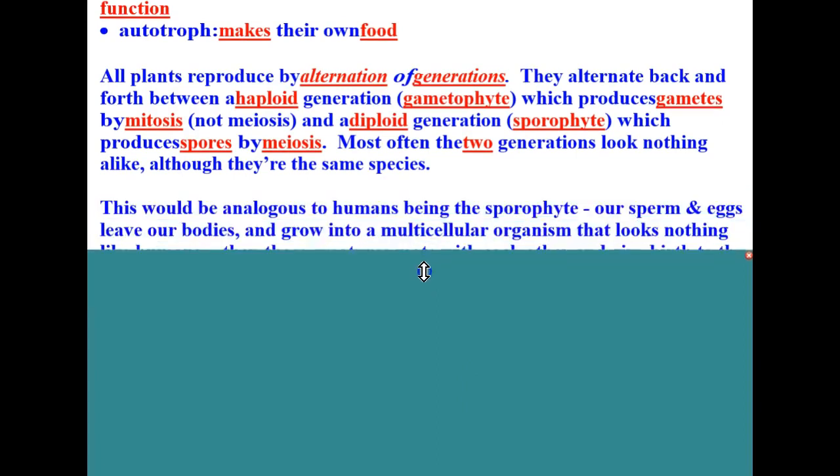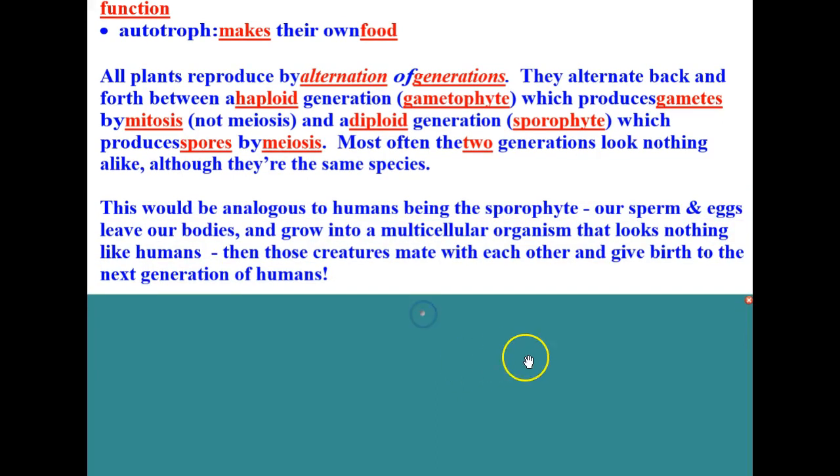This would be analogous to, or in other words, similar to, humans being the sporophyte. Our eggs and sperm would leave our bodies and grow into a multicellular organism that looks nothing like humans. Then those creatures mate with each other and give birth to the next generation of humans. So this is what it would be like if humans performed alternation of generations, which of course we don't.